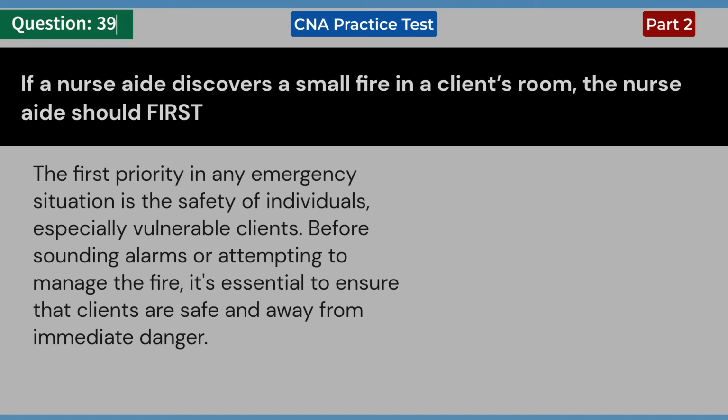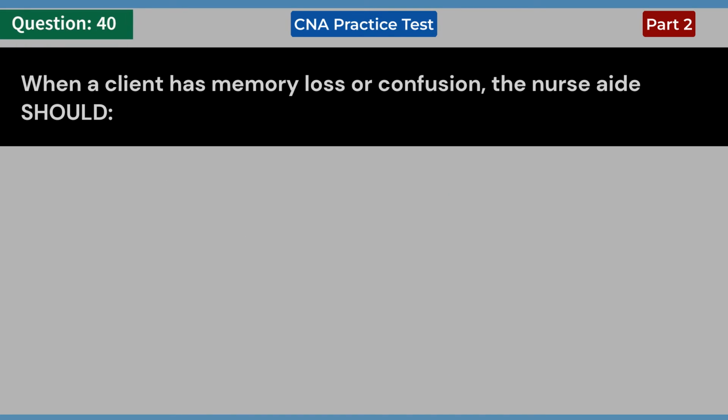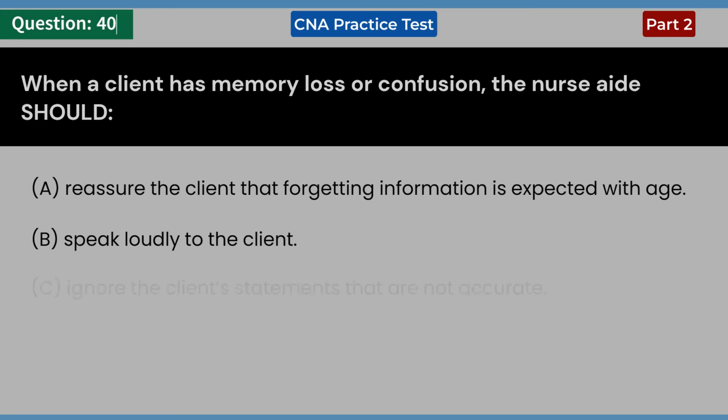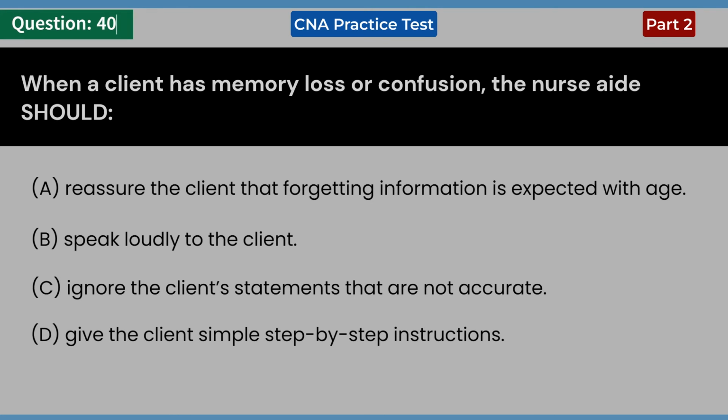When a client has memory loss or confusion, the nurse aide should A. Reassure the client that forgetting information is expected with age. B. Speak loudly to the client. C. Ignore the client's statements that are not accurate. D. Give the client simple step-by-step instructions. Answer: D. Give the client simple step-by-step instructions.